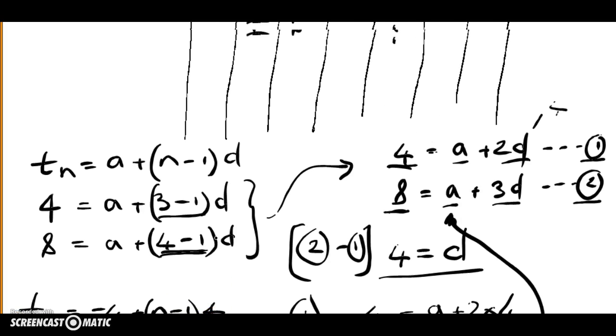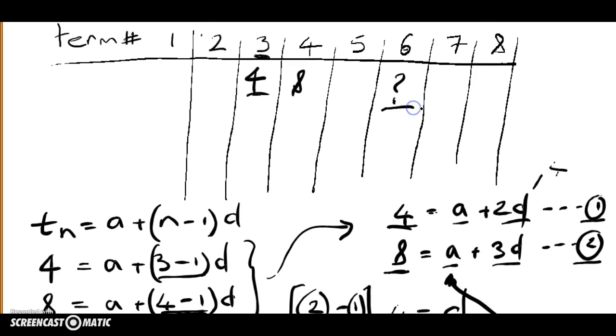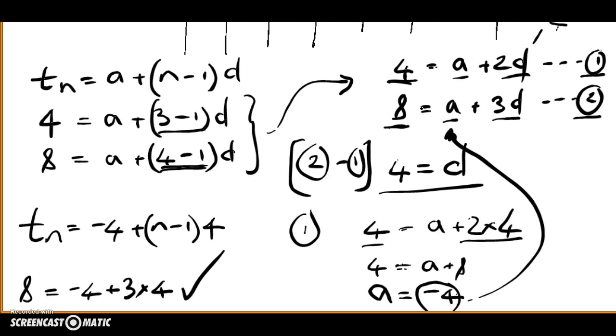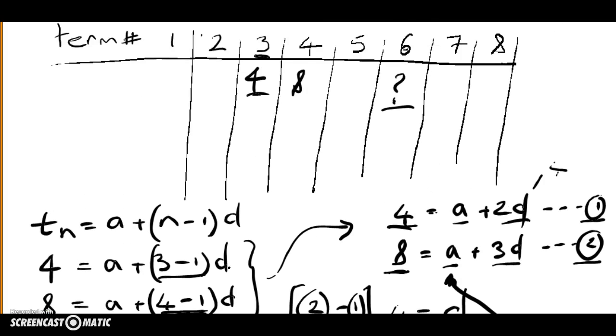And now I can find term number 6, the question that we're asked. By saying minus 4 plus 6 minus 1 all times 4. Oops. 6 minus 1 is 5, 5 times 4 is 20, 20 minus 4 is 16. So the answer to the question is actually 16. And you can check the answers on that.